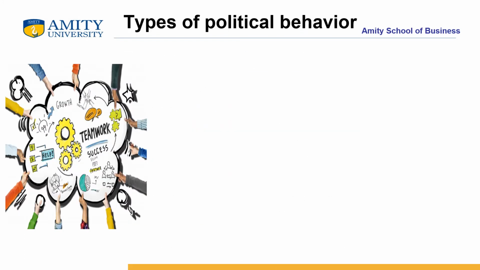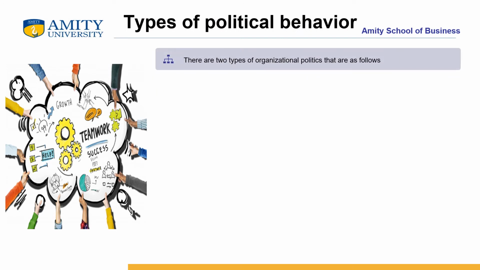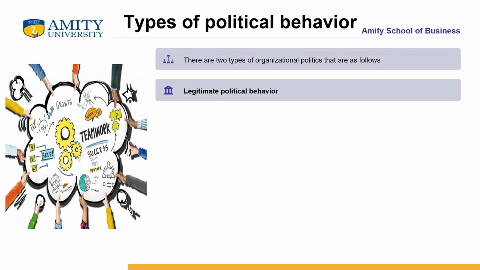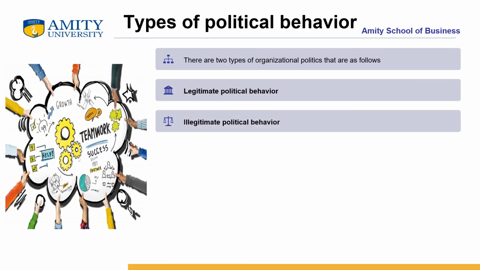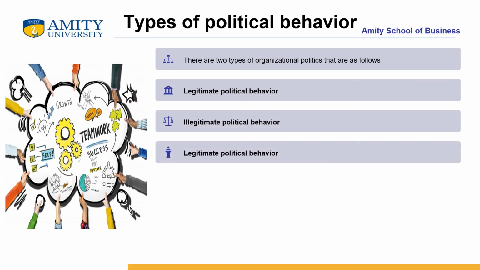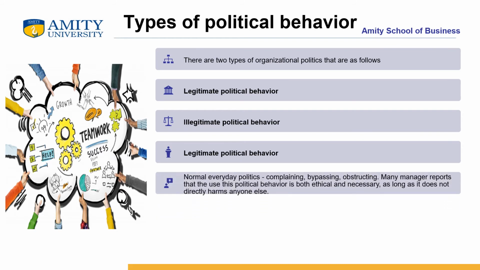Types of political behavior. There are basically two types of organizational politics: one, legitimate political behavior, and the other, illegitimate political behavior. What is legitimate political behavior? It is basically normal everyday politics like complaining, bypassing, or obstructing. Many managers report that the use of this political behavior is both ethical and necessary as long as it does not directly harm anyone else. So this type of political behavior is the normal routine politics that takes place in the organization every single day.